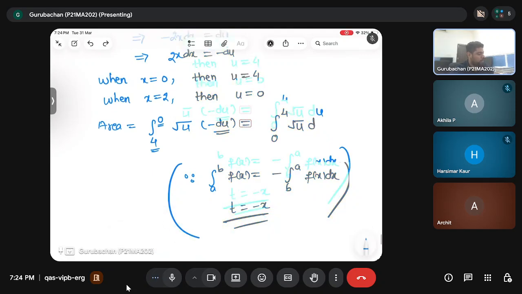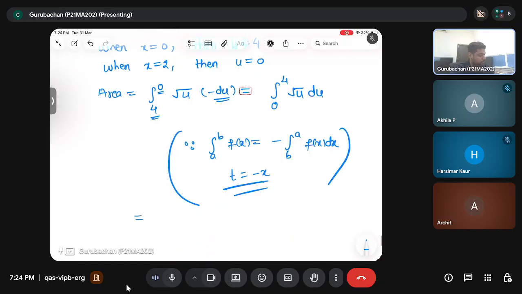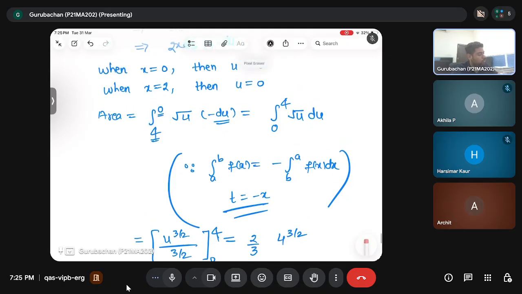So now what will be this integration? 3 by 2, 3 by 2, 0 to 4. So this will be 2 by 3, 4 to the power 3 by 2. Let me write 4 like this, since we are using u, so this will be like this.